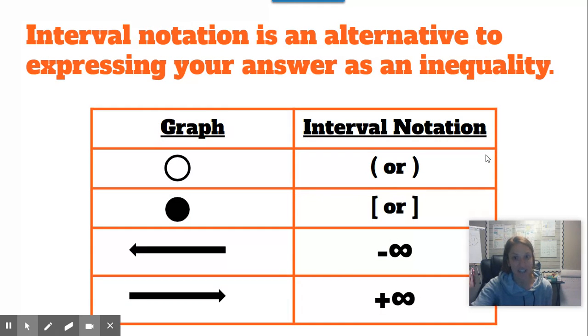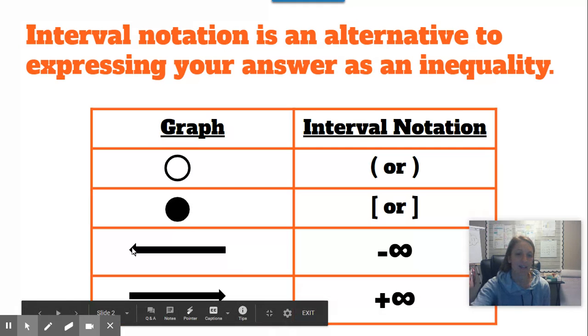Interval notation is an alternative way of expressing your answer from an inequality. So graphing is something that every single person should be really used to. If it's a less than or greater than sign, we use an open circle. If it has a less than or equal to or greater than or equal to sign, we close it. Less than goes to the left, greater than goes to the right.